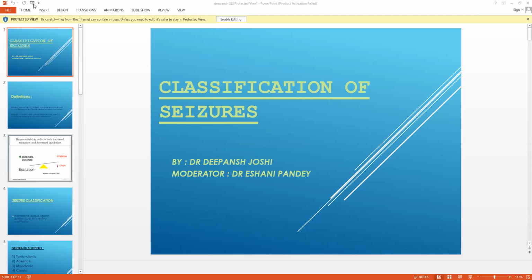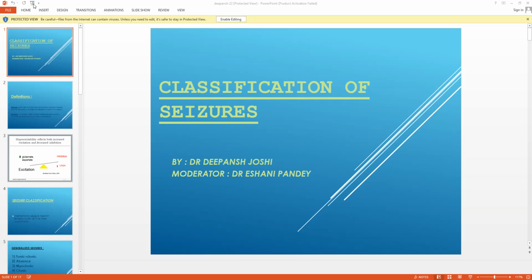Second syndrome is Lennox-Gastaut syndrome. There is slow spike and wave pattern plus atonic seizures, and mental retardation is present. EEG shows 1 to 2 Hz spike and wave pattern. This is the EEG pattern of hypsarrhythmia in West syndrome. It is showing mountain-like spikes and wave pattern.